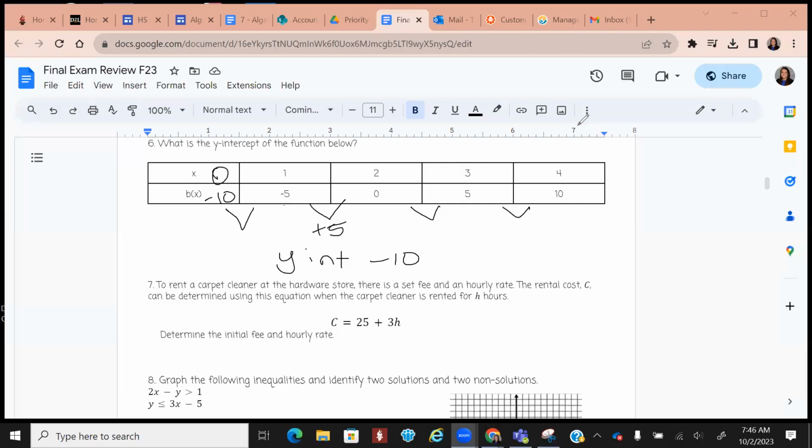Number 7. So to rent a carpet cleaner at the hardware store, there is a set fee and an hourly rate. The rental cost, C, can be determined using this equation when the carpet cleaner is rented for H hours. Determine the initial fee and the hourly rate. Okay, so how much do we start with? What's my y-intercept? 25. So the initial fee is 25. That's my y-intercept. How much is it per hour? 3. So it's $3 per hour.